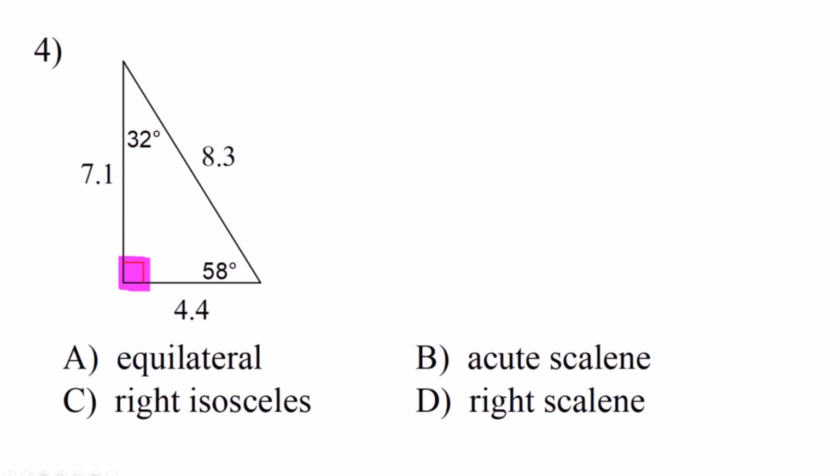Number 4, there's a right angle. So this is a right triangle something. So it's either right isosceles or right scalene. So we look at the side lengths. Do you see 2 that are the same? Nope. So it's scalene. Correct answer is D.